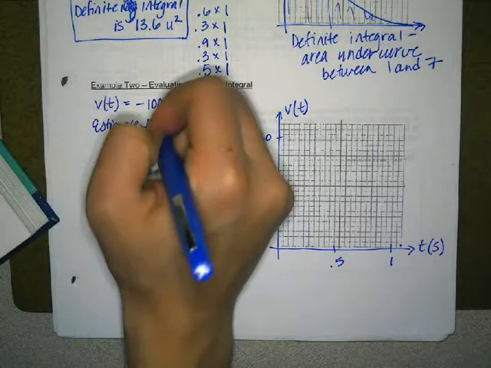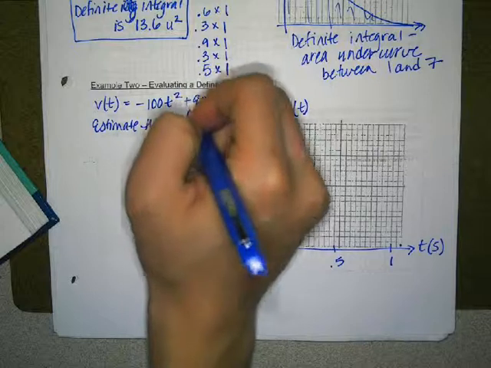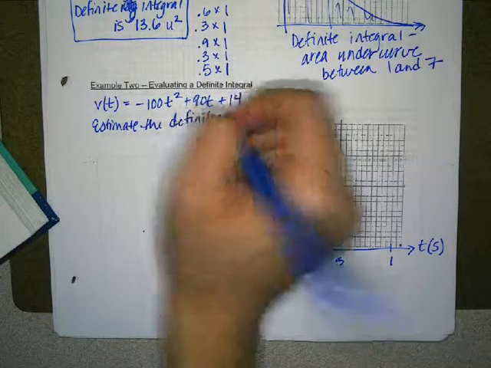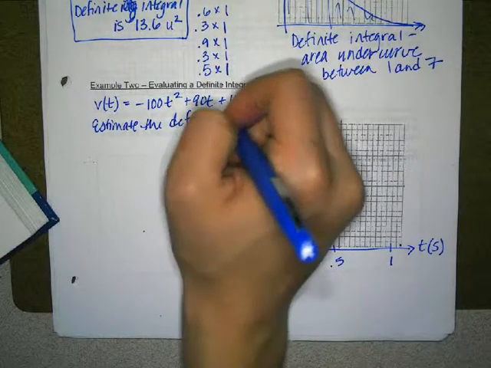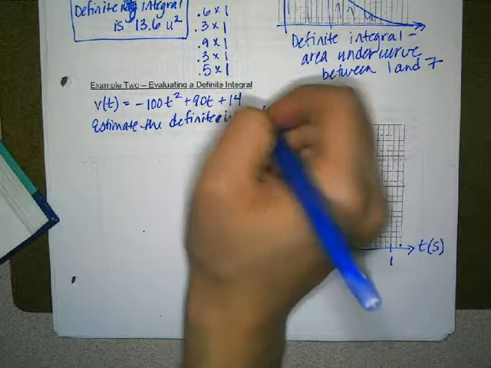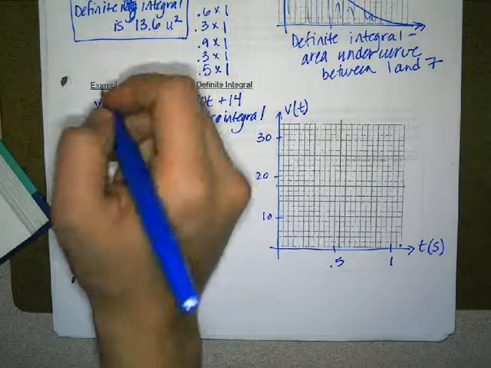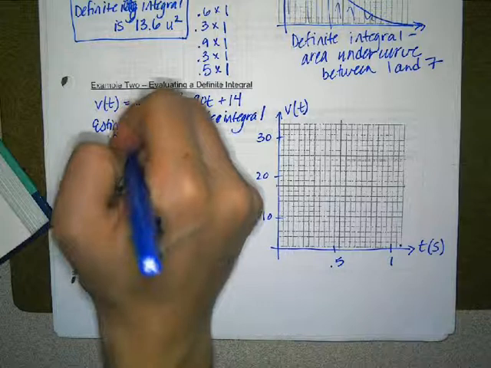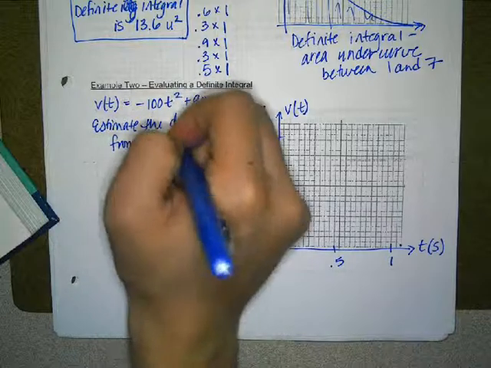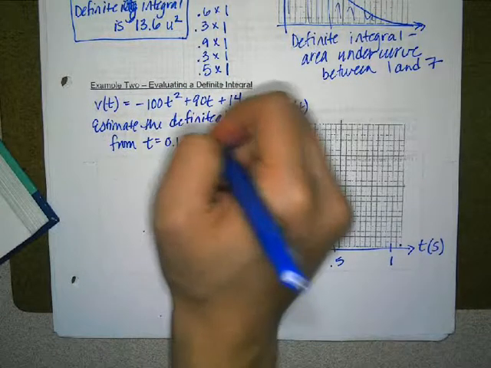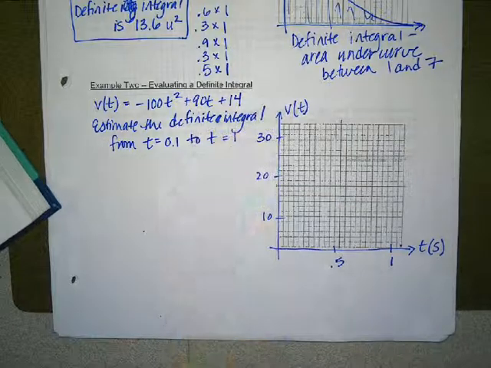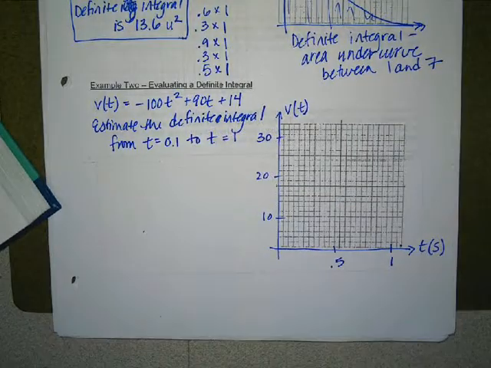the definite integral from t equals 0.1 to t equals 1. Oh, I'm sorry, this is in feet per second.